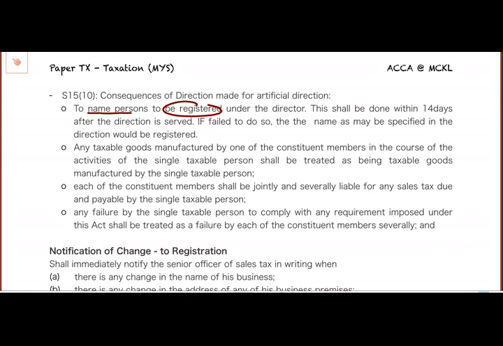Now, the taxable goods manufactured by the constituent members, that means all the different parties in the group, will all be treated as if they are manufactured by the same taxable person. So the goods manufactured by A and B are all treated as the same person. And all the constituent members will be jointly and severally liable for the sales tax. So everybody is liable. So the whole idea is they're just trying to merge you as one. That's it. Just understand that, okay? They're trying to merge you as one. Okay, next.